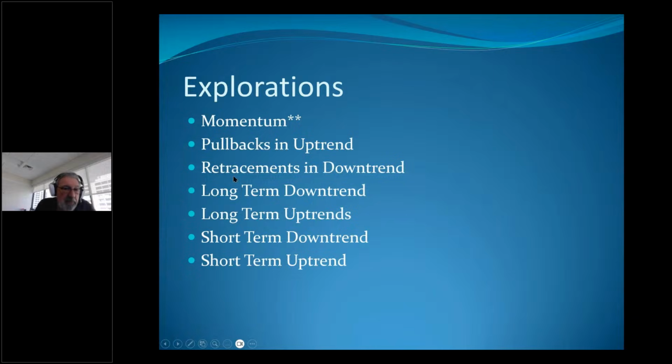And then I talked about pullbacks and uptrends and retracements and downtrends. It's to find me stocks that meet these criteria, that have my signals telling me they're starting to move. And then how about looking at trend lines, long-term downtrend line, breaking above it or failing at it? Same thing with short-term. That's the purpose of the explorations.